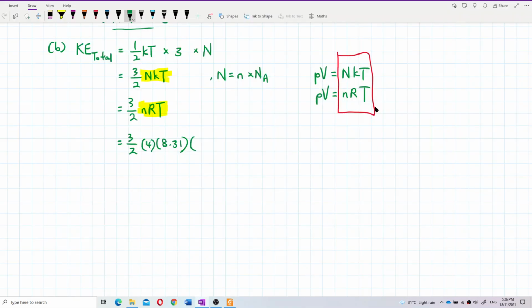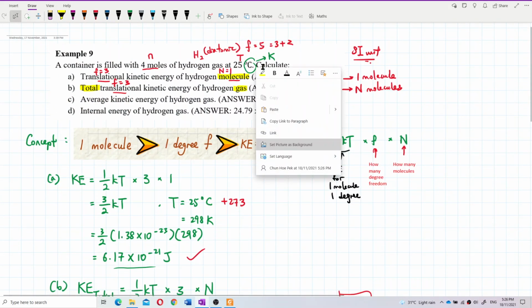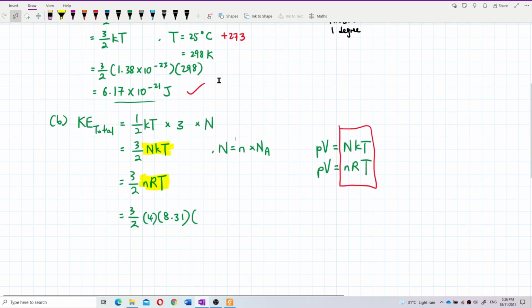Okay, the temperature. What's the temperature? Temperature is 225 degrees Celsius. I already got it just now. Plus 273 is 298 Kelvin. So 298 Kelvin, SI unit. Let's calculate now. So what's the answer?